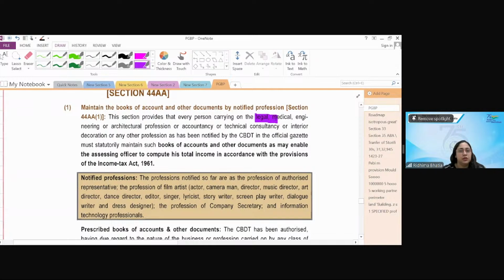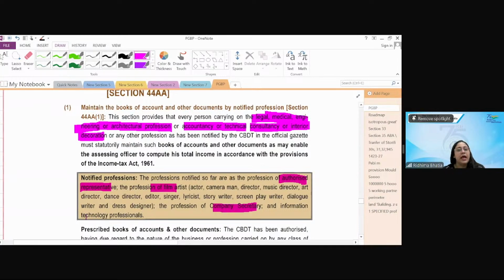Legal, medical, engineering, architect profession, accountancy, technical consultancy and interior decoration. These are all specifically given in section 44AA. Besides this, whatever is notified by CBDT: authorized representatives, film artist, company secretary and IT professionals. So in total, I think there are 11 specified professions, the ones which are written in the Act and the ones which were later notified.